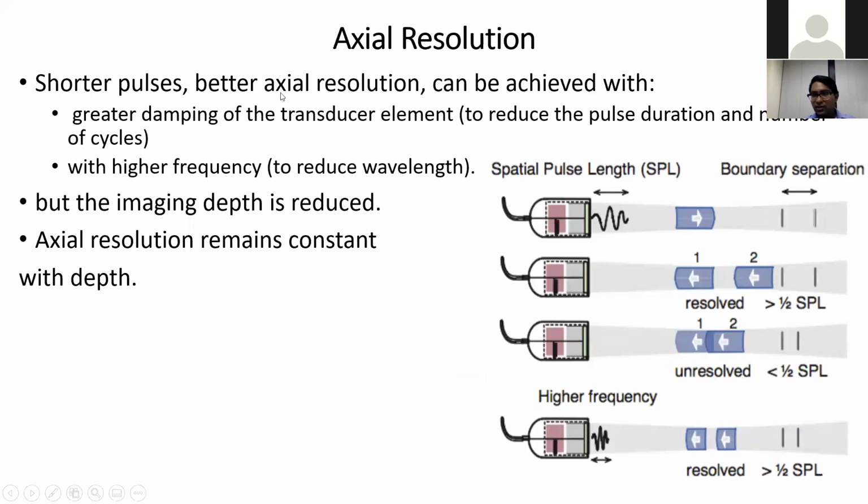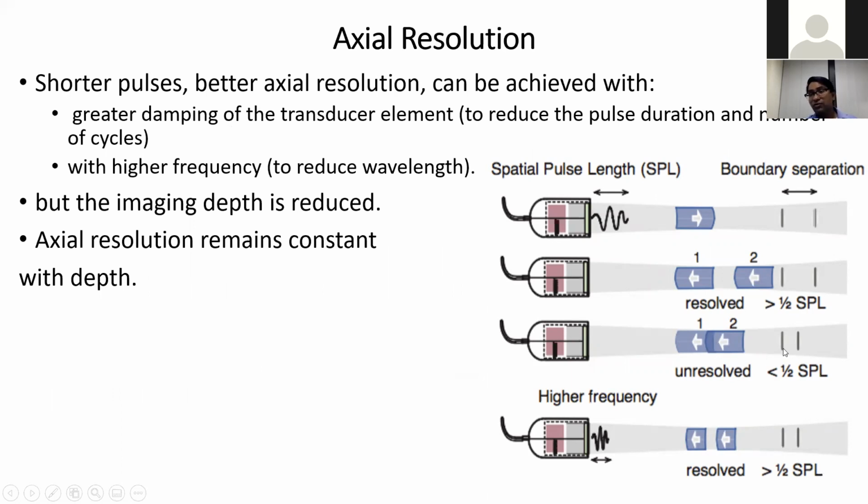So in this figure, you can clearly see that there are two reflectors, reflector 1 and reflector 2. When reflector 1 and 2 are further apart by more than half the spatial pulse length, we receive two different echoes that we can resolve. But if they are less than half the spatial pulse length, the echoes will overlap with each other, and we would not be able to resolve them.